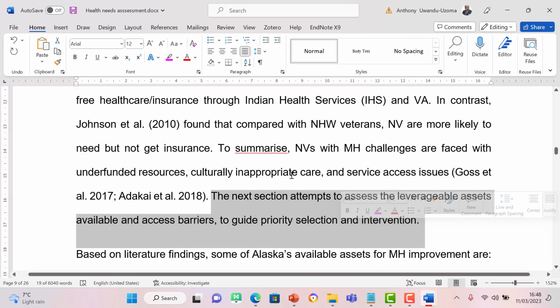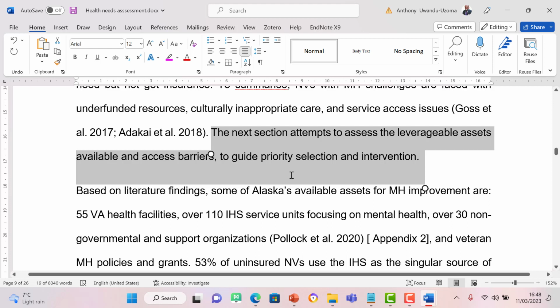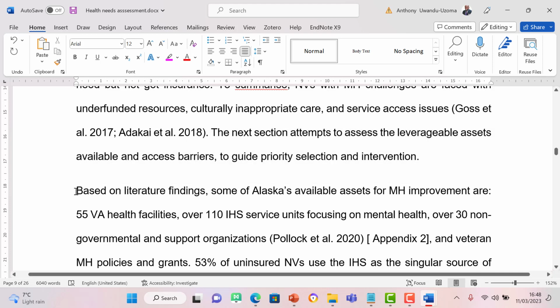So now, like I told you, you have to discuss what are the assets. That means what are the existing structures that the population normally used to access health before now. All right. Do they have hospitals? What do they have? Mental health facilities? What exactly do they have? So that's what this section is talking about.